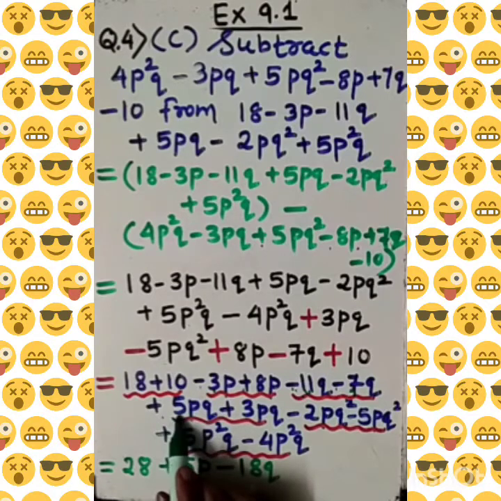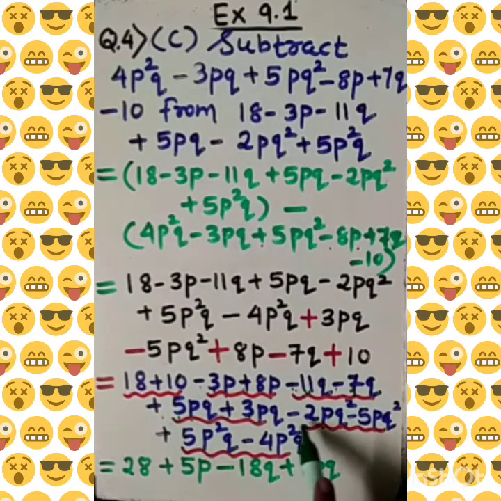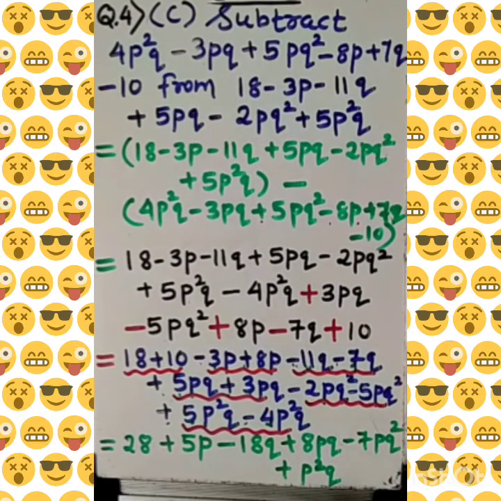Plus 5 plus 3. So it gives the result plus 8pq. Minus 2 minus 5. It gives the result minus 7pq square. Plus 5 minus 4. Plus 5 minus 4. So that is plus p square q. One we never write, so p square q. This is our required result. Clear to you?